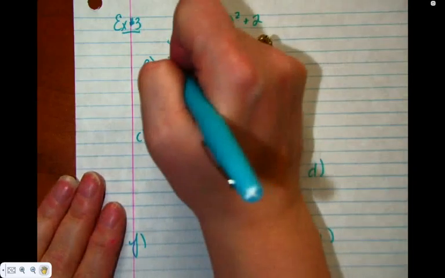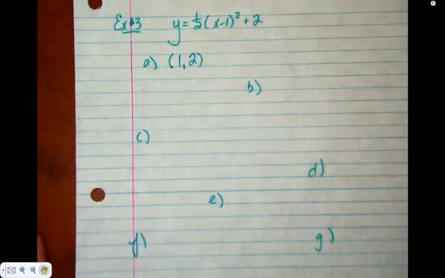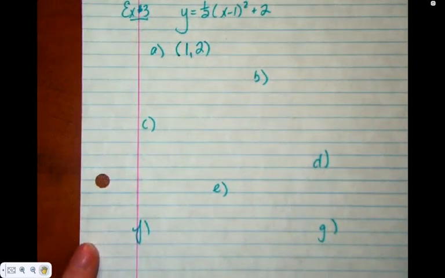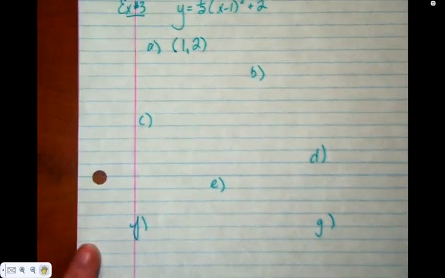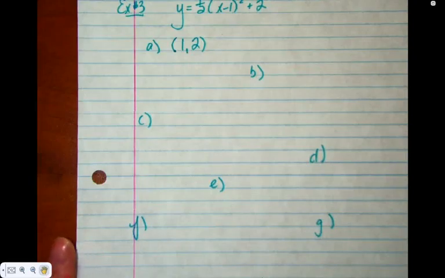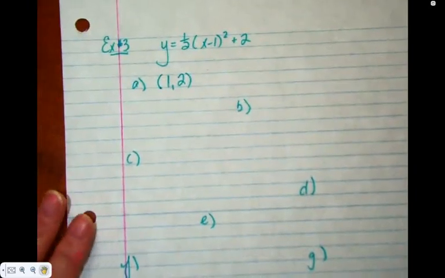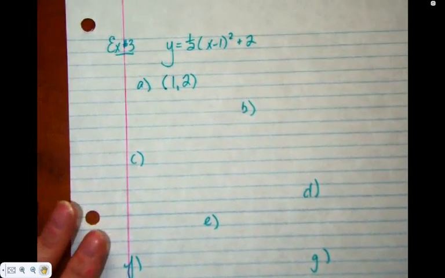What should you write down? Bracket 1 and 2. Write down the axis of symmetry.